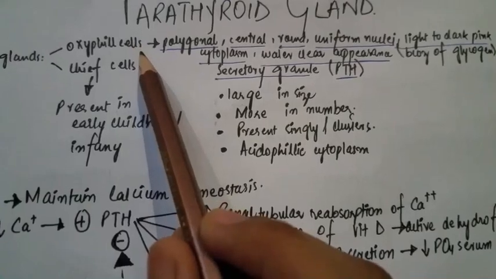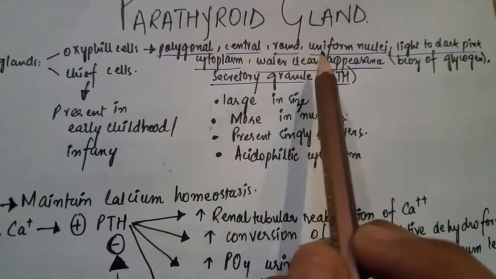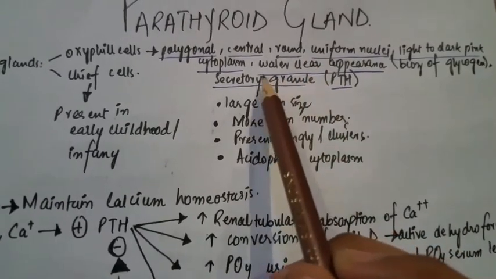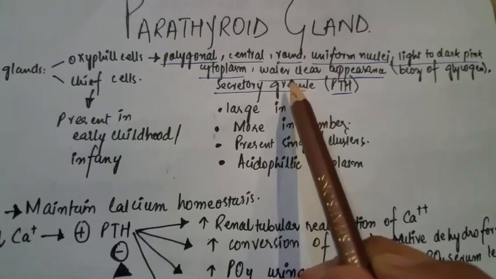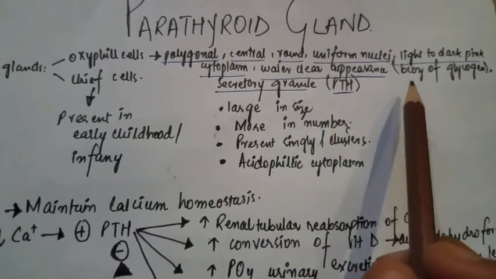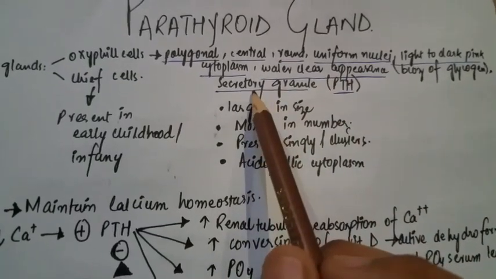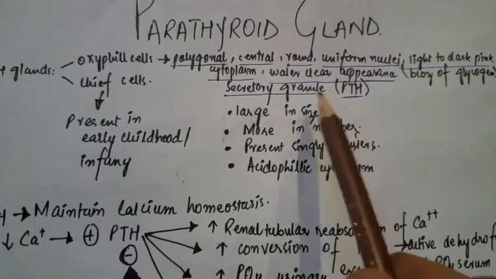What are the oxyphil cells? These are polygonal cells which have central rounded uniform nuclei, large to dark pink cytoplasm, and have a water clear appearance. Why do they have a water clear appearance? Because of the presence of glycogen. They also have secretory granules which secrete the parathyroid hormone.